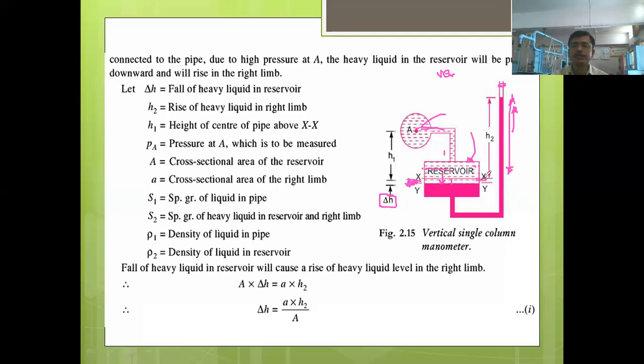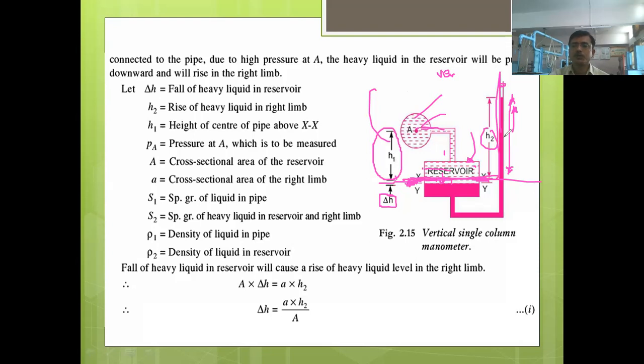We don't need to measure it, because its value is very small. So in the calculation, we need to consider only the value of H1 and the value of H2, which is measured from the center of this reservoir. The center of the reservoir is fixed. Therefore, the value of H1 will be fixed. Whatever the reading, however much the pressure, the value of H1 will be fixed, but the value of H2 will not be fixed, it will vary.